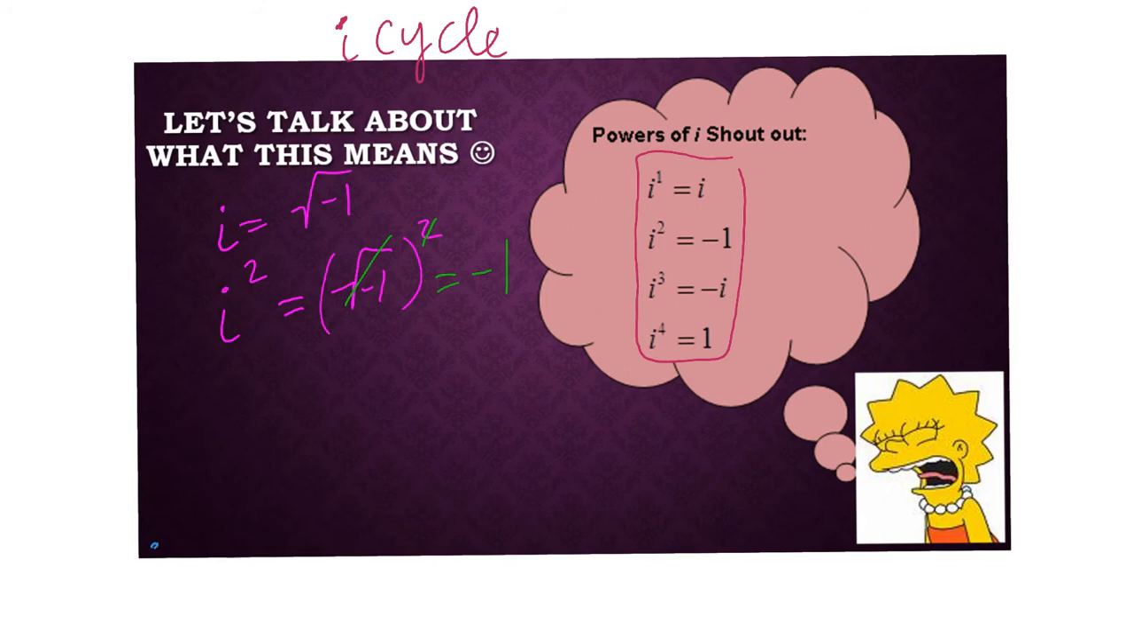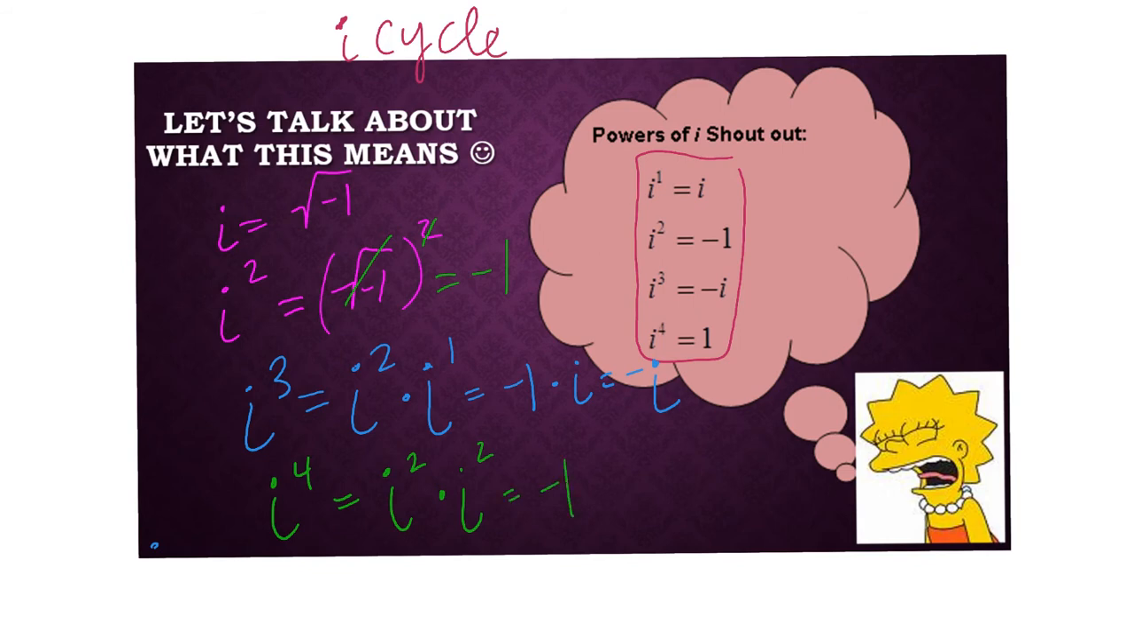Well, then i to the third is basically i squared times i, right? Because you can add up the 1 and the 2 and get the 3. So then i squared was -1, and regular i is just i, so that gives me -i. And the last one, i to the fourth, is i squared times i squared, or you can do the third and the first, whatever one you want, which gives you -1 times -1, which gives you +1. And that's why this works.